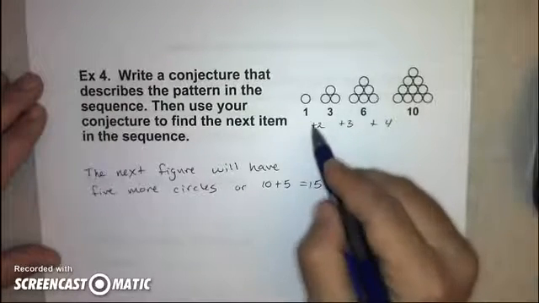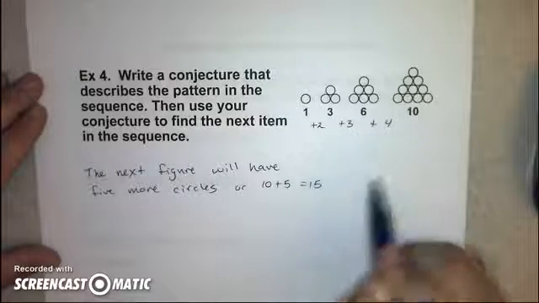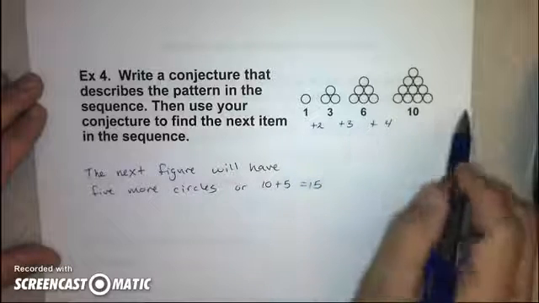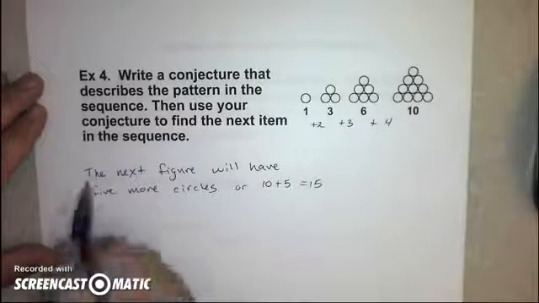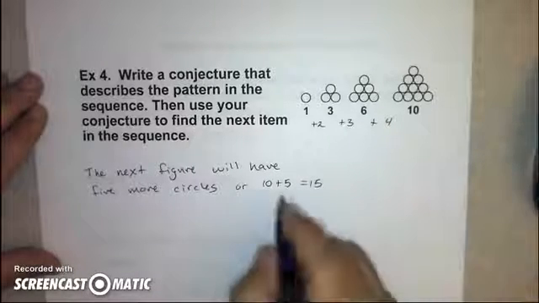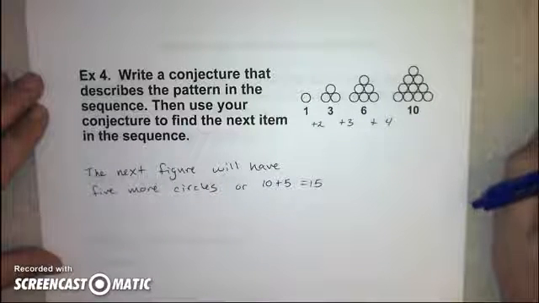Alright, the pattern you should recognize is that we're adding the next number of circles, so we are adding 2, then 3, then 4, so we will add 5 circles next. So this is your conjecture. The next figure will have 5 more circles, or 10 plus 5 equals 15 circles, and the drawing should look like this.